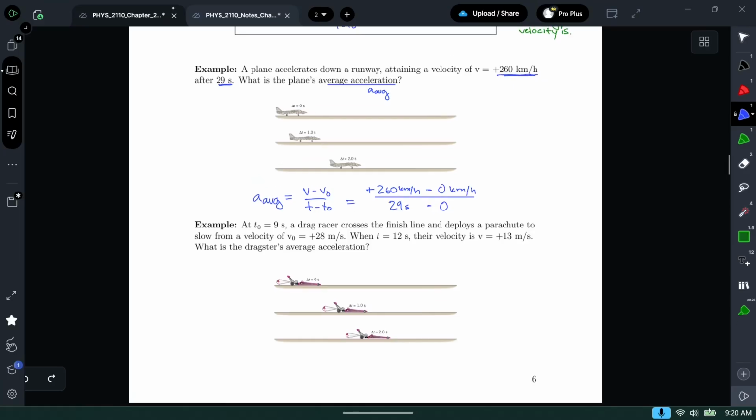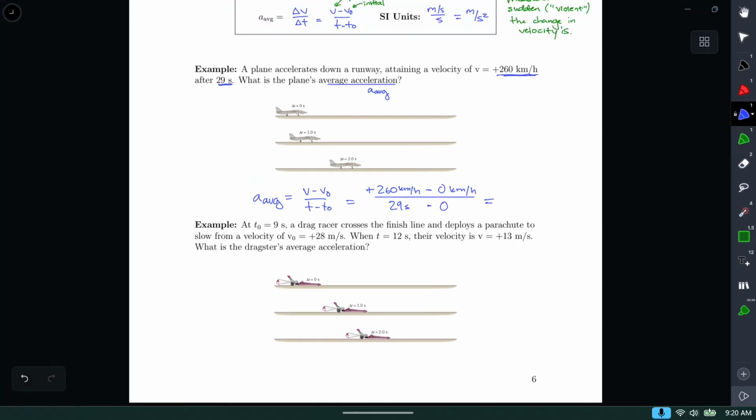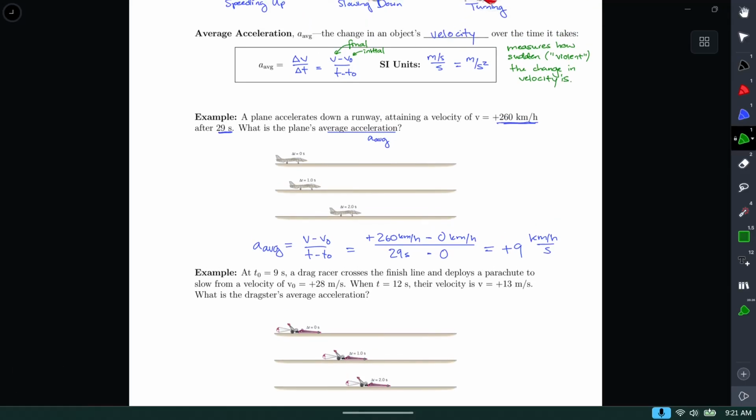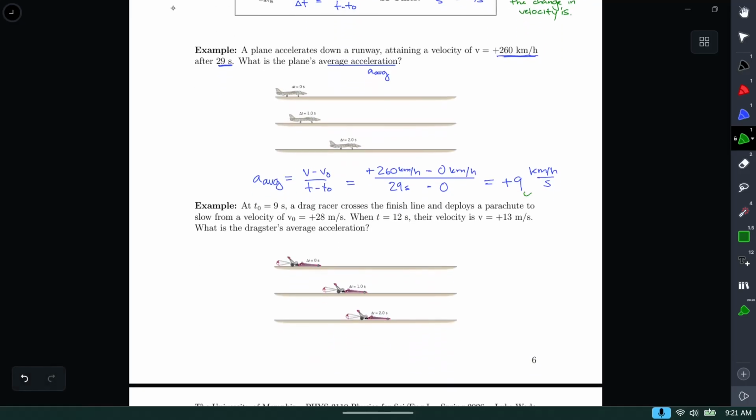So the units come out a little funky. It'll be positive 9 kilometers per hour per second. But I actually like that because it makes this clearer what the acceleration is telling you. What does this say to you? It increases by 9 kilometers per hour every second. Yes, exactly. So the velocity changes by 9 kilometers per hour each second.